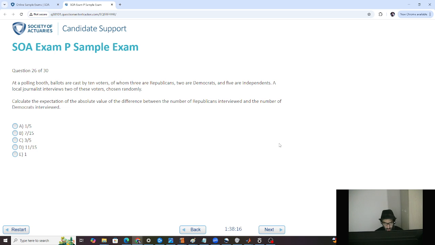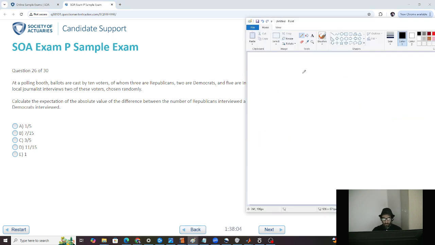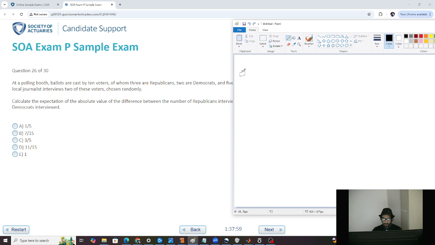2 of these voters chosen randomly. All right. So I would say here your difference will be 0 if you have RR, DD, II, right? Any of those pairings, right? Notice if you're choosing 2 out of 10, that is a total of 45 combinations.